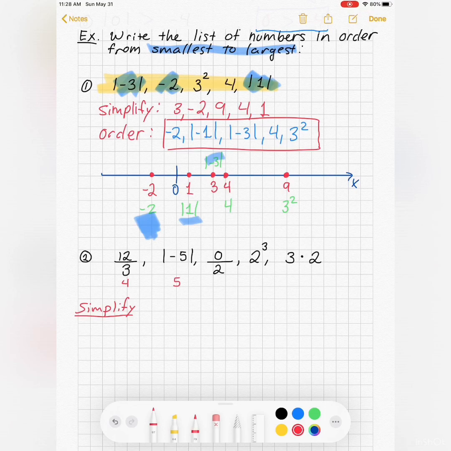0 divided by 2, how does that work? That's like I have 0 cookies, there are 2 of you. How many cookies does each of you get? Each of you gets 0. If I have 0 in the numerator, the result is just 0. 2 cubed means I take 2 and multiply it by itself 3 times. So 2 times 2 is 4. 4 times 2 is 8. And then what about 3 times 2? That's 6.